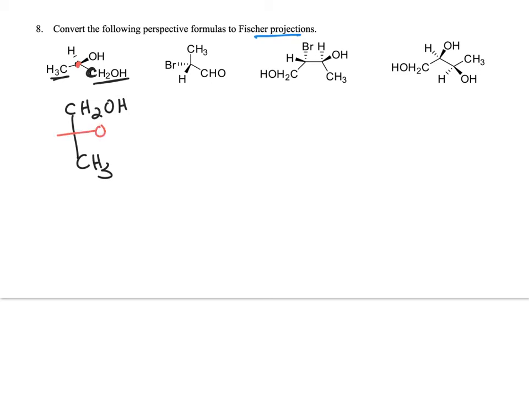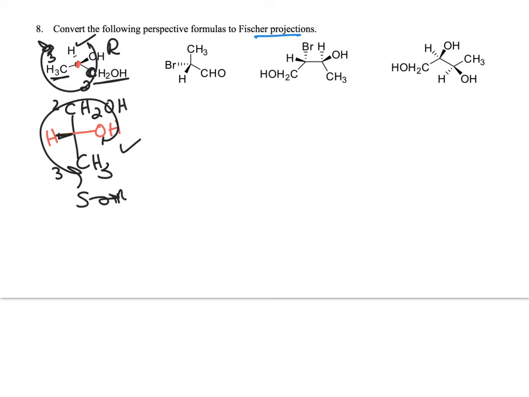And in this case, if you have OH coming at you, you could do this. And then you can always check it by assigning R and S, 1, 2, 3, 1, 2, 3. So that's R, and that's clockwise. It would stay R because hydrogen's in back. And then you can check it here, 1, 2, 3, 1, 2, 3. That's counterclockwise, but hydrogen's coming at you. So S would go to R. So that would be correct.